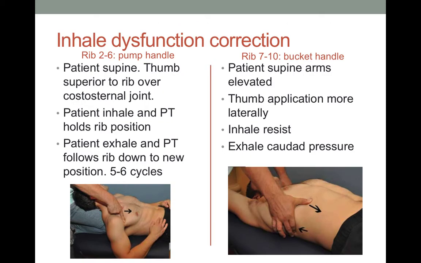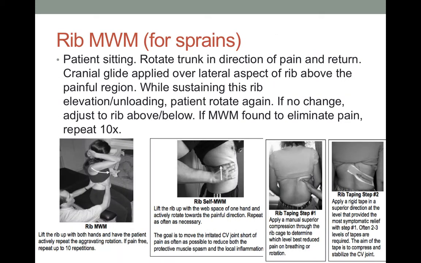For inhalation dysfunction, we want to encourage the downward motion of the rib. Again, in the upper ribs, we want to facilitate a pump handle motion. Thus, we will hold the rib down during inhalation and then follow it more inferior as the patient exhales to engage a new barrier. For the lower ribs, to facilitate the bucket handle motion, we will perform the same movement, only further laterally along the rib.